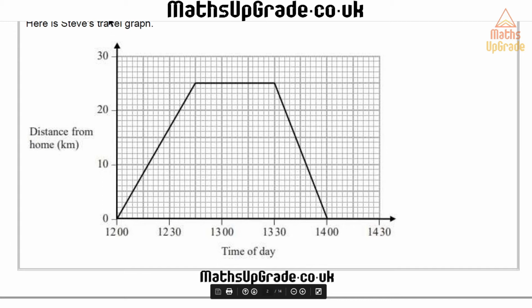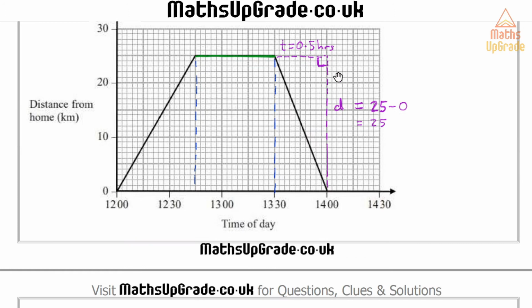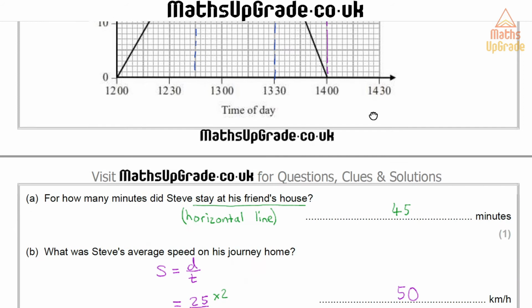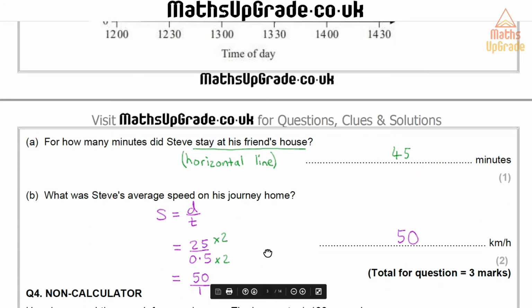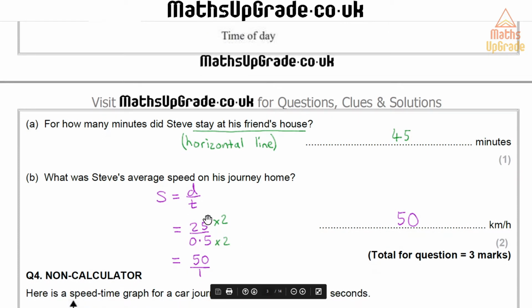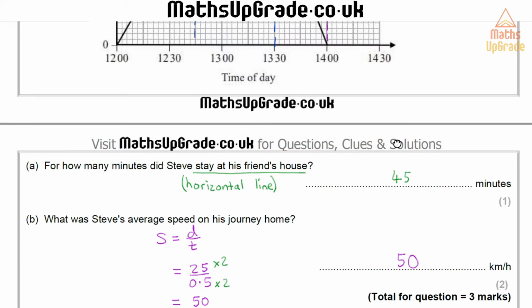So it's 25 kilometers in half an hour. So 25 divided by 0.5. Without a calculator, I can quite simply find an equivalent fraction to this, which is easier to work out. And so I can just multiply the top by 2, multiply the denominator by 2. That gives me 50 over 1. 50 divided by 1 is just 50. So it must have travelled at 50 kilometers per hour. So that whole question there is 3 marks.